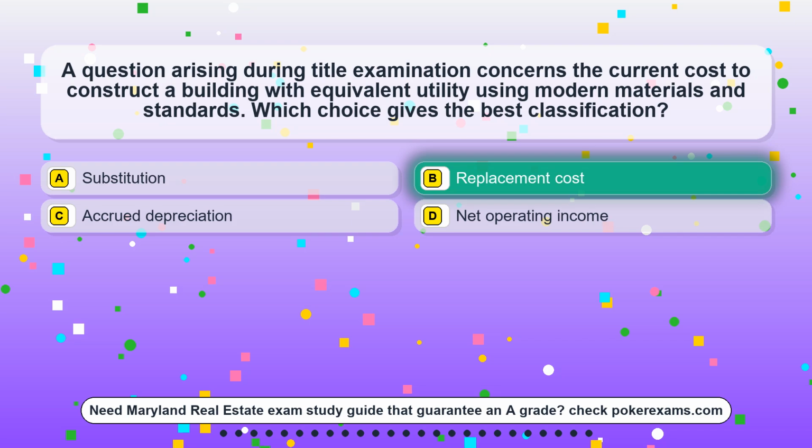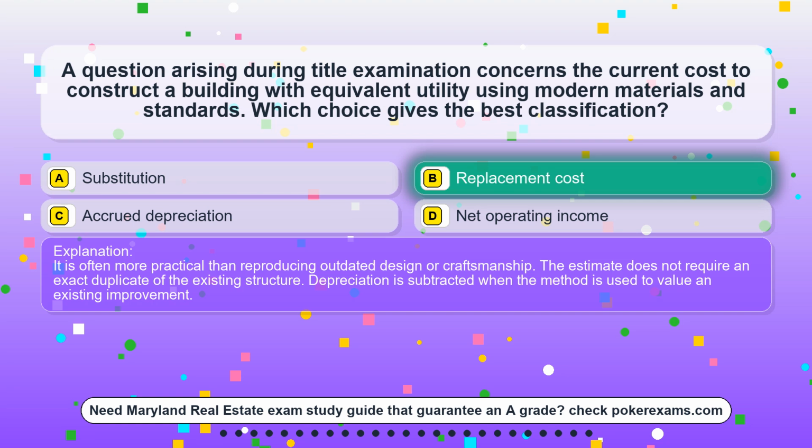The correct answer is option B, replacement cost. It is often more practical than reproducing outdated design or craftsmanship. The estimate does not require an exact duplicate of the existing structure. Depreciation is subtracted when the method is used to value an existing improvement.